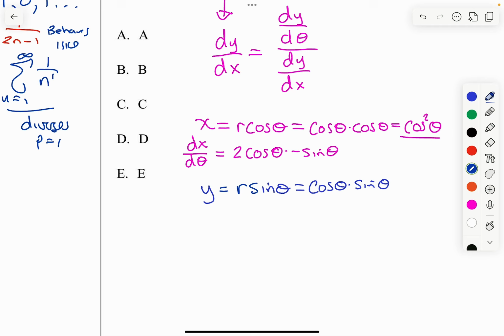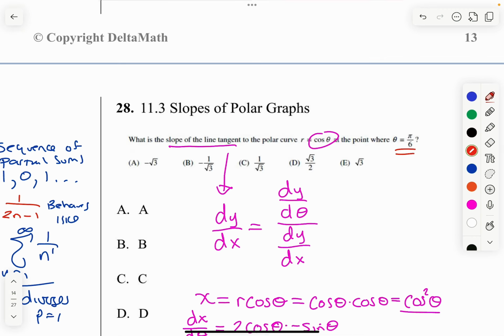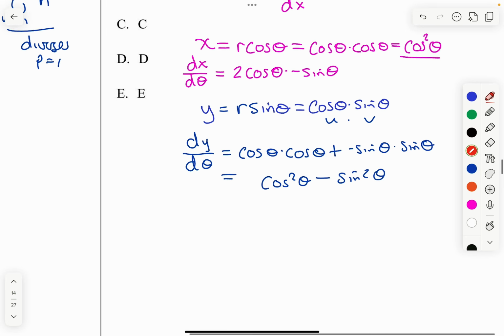And dy d theta, we're going to use the product rule here, right? uv prime plus vu prime. So it'll be cosine times the derivative of sine, which is cosine, plus the derivative of cosine, which is negative sine, times sine. In other words, cosine squared minus sine squared. And now I've got to evaluate it at the angle pi over 6 and then put them in.